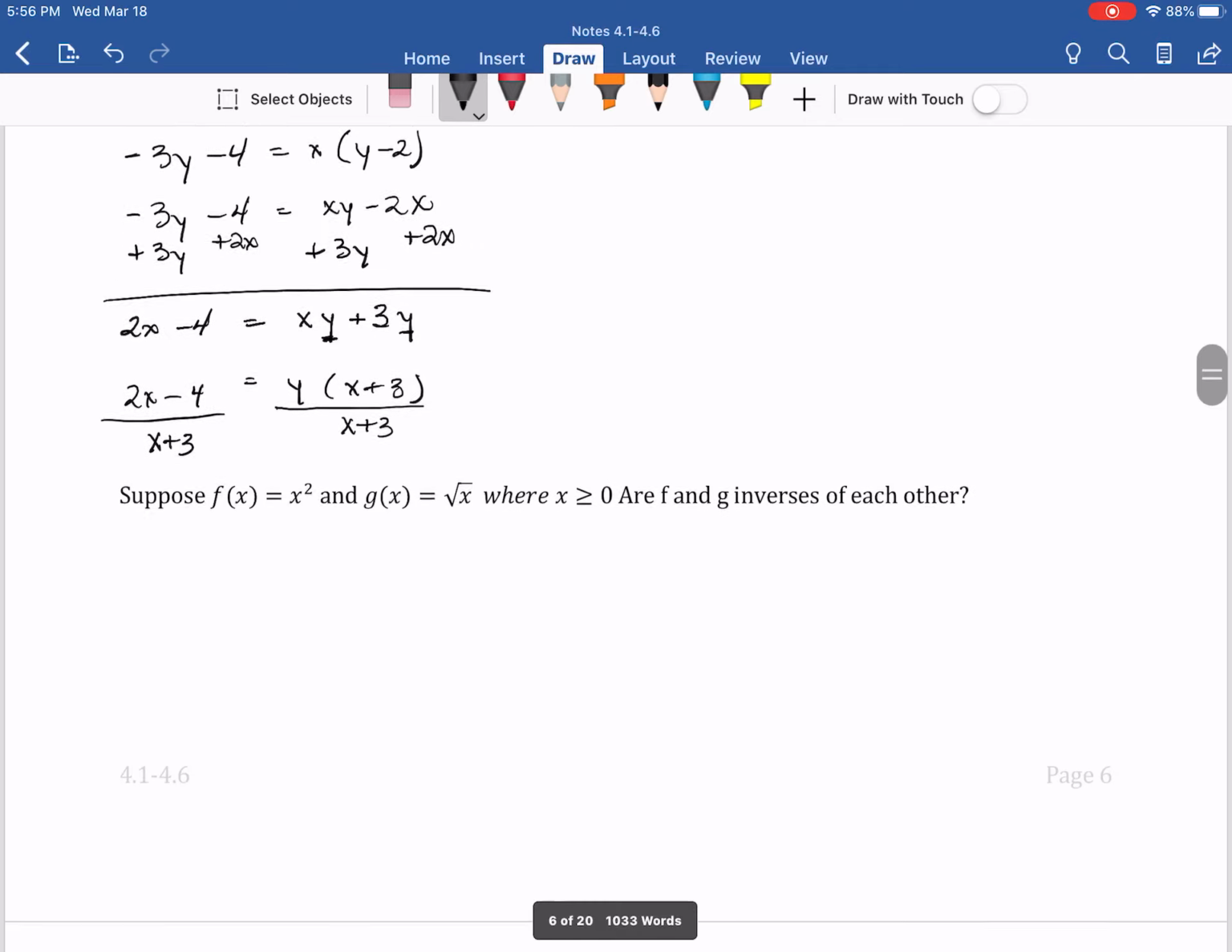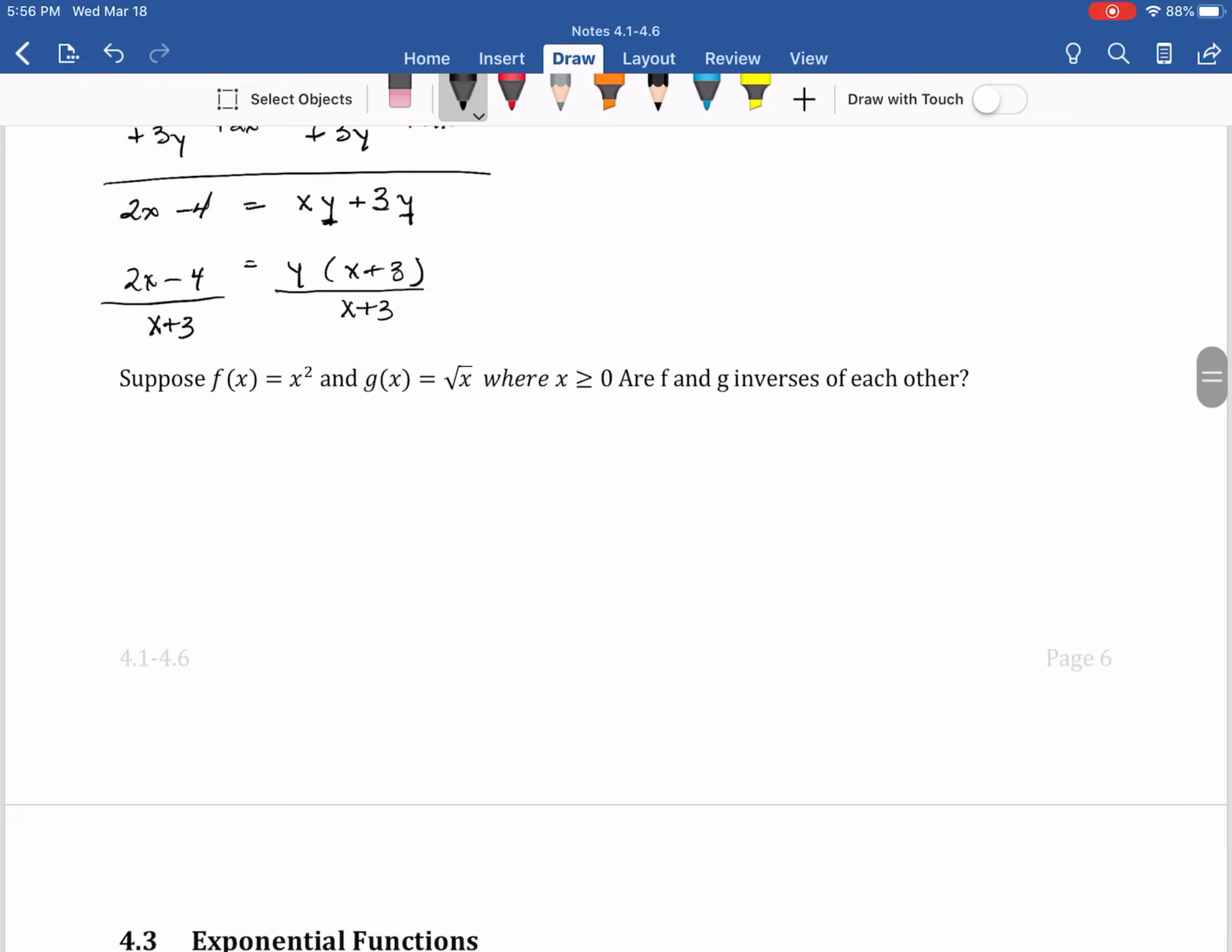To figure that out, you could draw a graph of f. The graph of f is a parabola, right? But don't forget that x is only allowed to be greater than or equal to 0. So we're going to make sure we start here, and then we just talk about the right side. Consider what the graph of g looks like. Square root function. And then decide if you think these are inverses of each other.